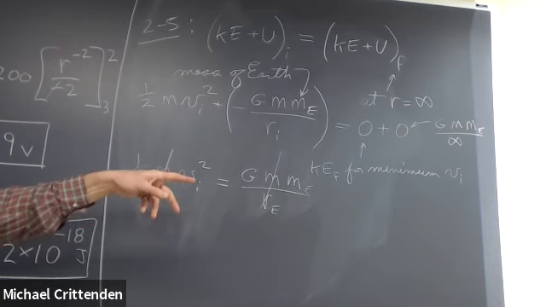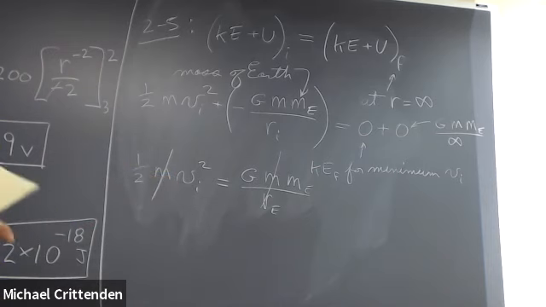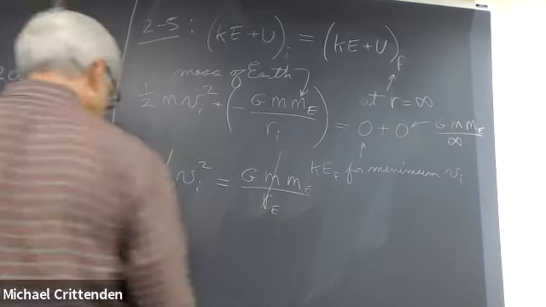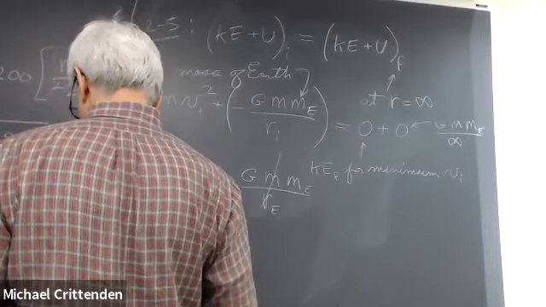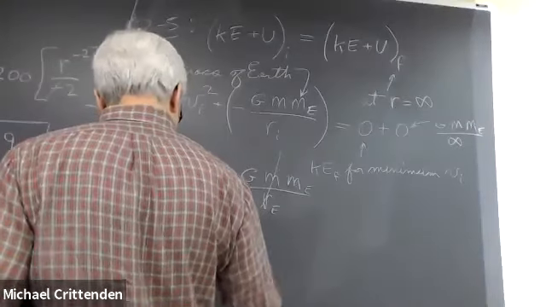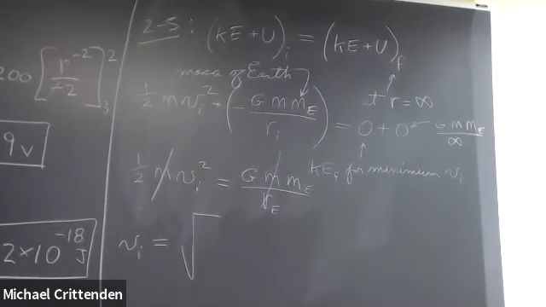So you multiply both sides by 2 and then you take the square root, and that gives the necessary initial velocity for the thing to escape. Or I suppose if you really want to nitpick with your terminology, I should call it escape speed rather than escape velocity.